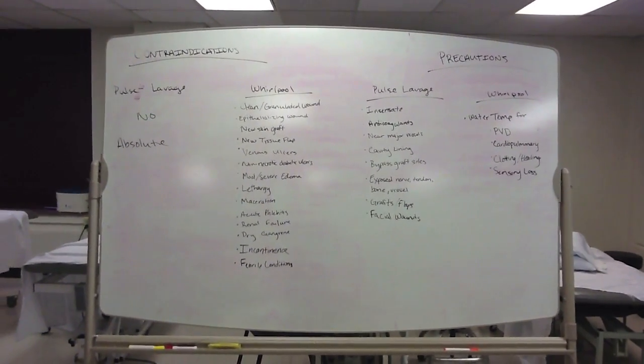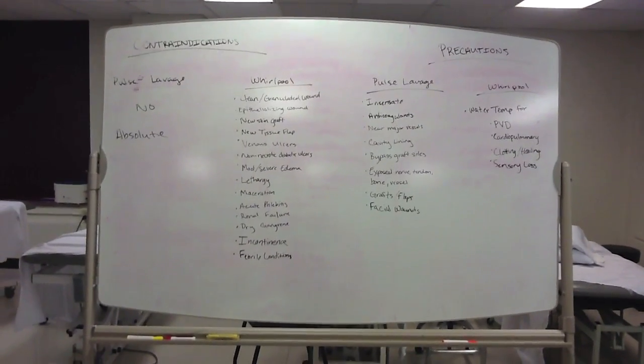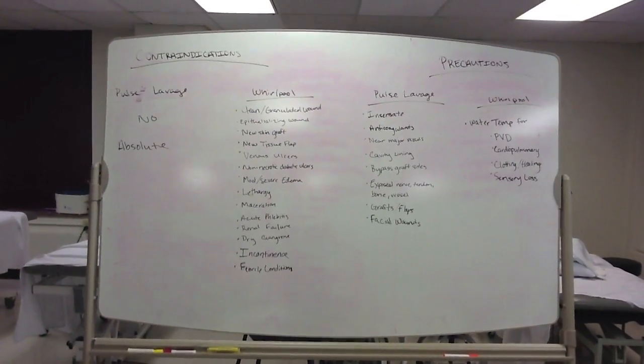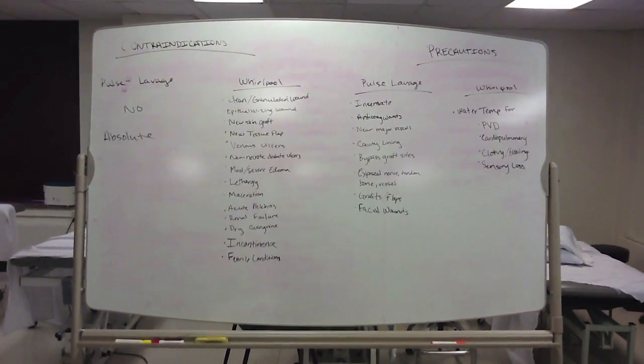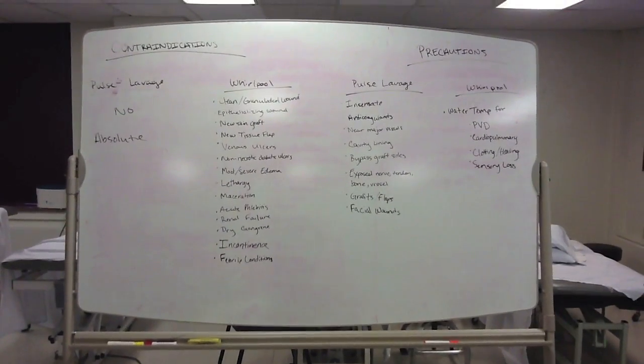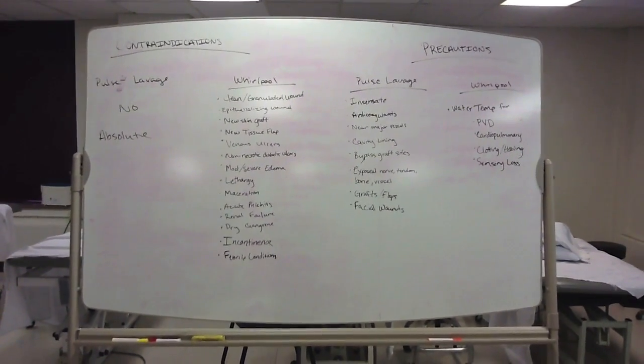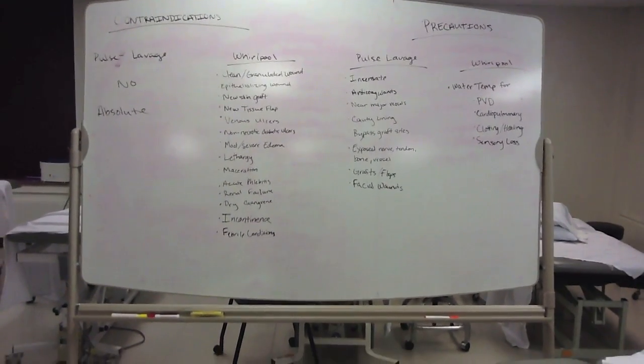The precautions, Pulse Lavage has insensate, anticoagulants, near major vessels, cavity lining, bypass graft sites, exposed nerve, tendon, bone, or vessels, grafts or flaps, and then facial wounds. For Whirlpool, the precautions are water temp for PVD, cardiopulmonary issues, clotting and healing, and sensory loss.